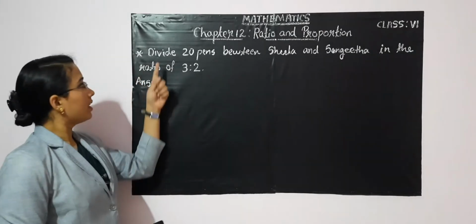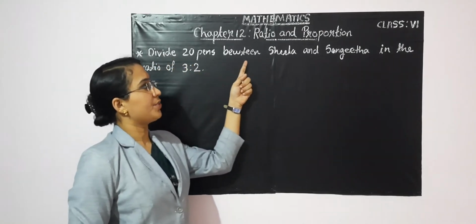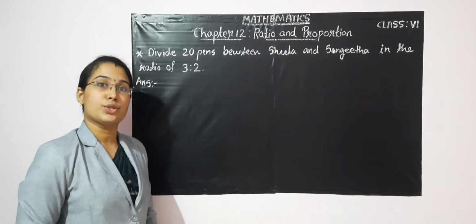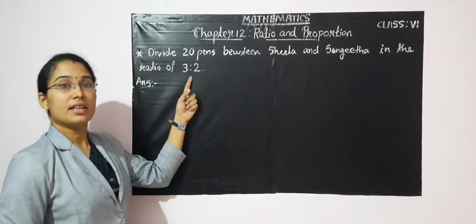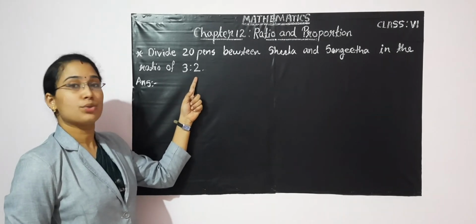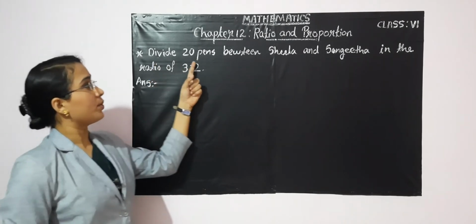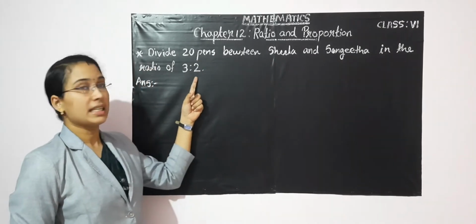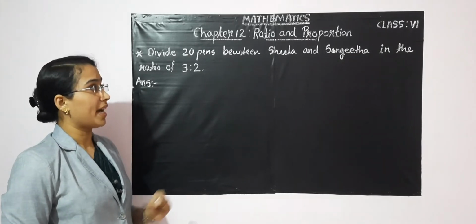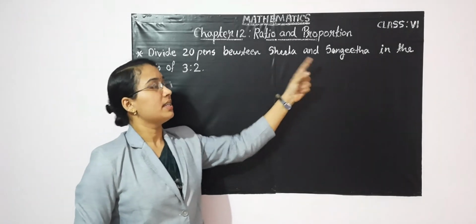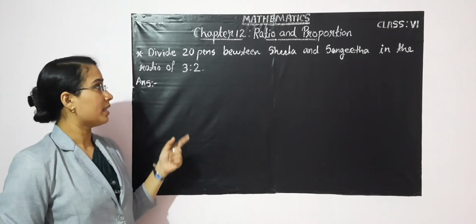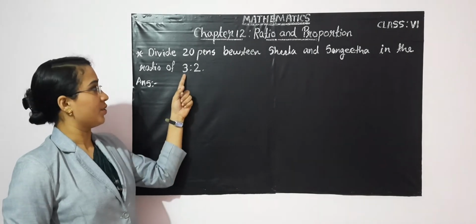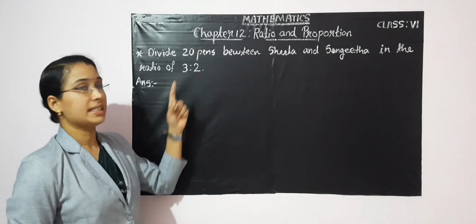Next question. Divide 20 pence between Sheila and Sangeeta in the ratio of 3:2. In this question, the ratio is given, that is 3:2. We need to divide 20 pence between Sheila and Sangeeta using this given ratio, and we need to find Sheila's share and Sangeeta's share. For that, first we want to add the digits in the ratio. The first digit is 3 and the second digit is 2.